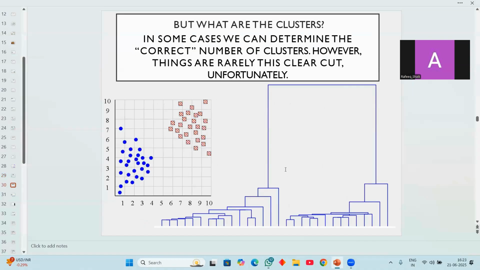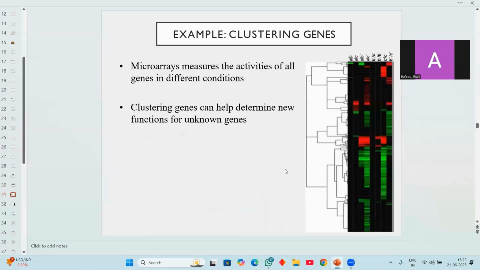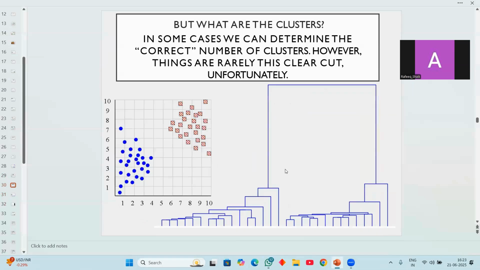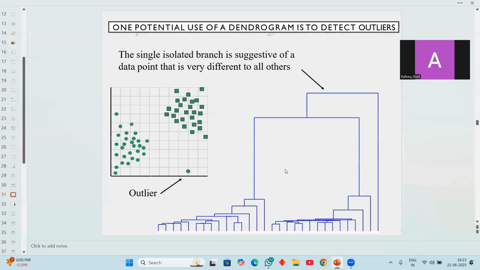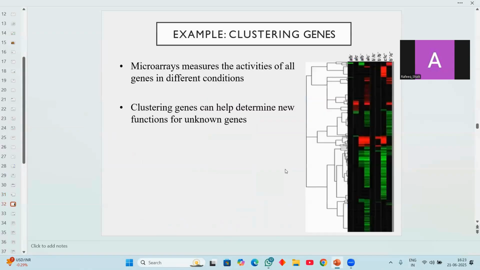But where the clusters are in the same place, we can determine the correct number of clusters. However, things are rarely this clear, unfortunately. So here we can see that the data of this outlier is different from the hierarchical. One potential use of the dendrogram is to detect outliers.